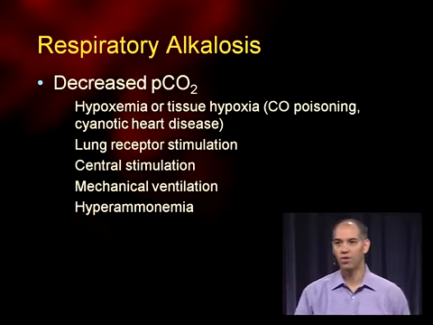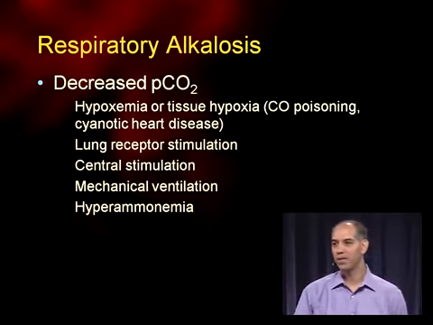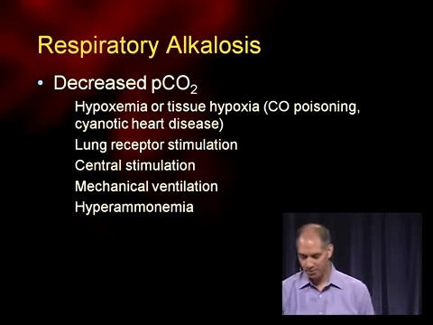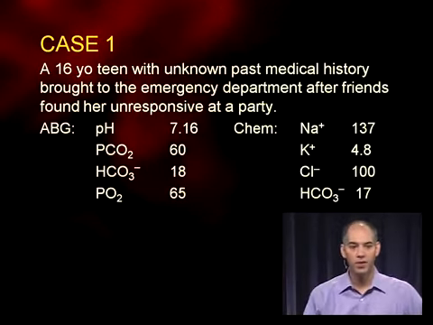It was overbreathing. It was very difficult to control. Walked around with a pH in the 7.6 range. Mechanical ventilation is probably the most common cause of a respiratory alkalosis. It's an iatrogenic problem. We put a kid on a vent and we overbreathe the vent. And then finally, hyperammonemia.